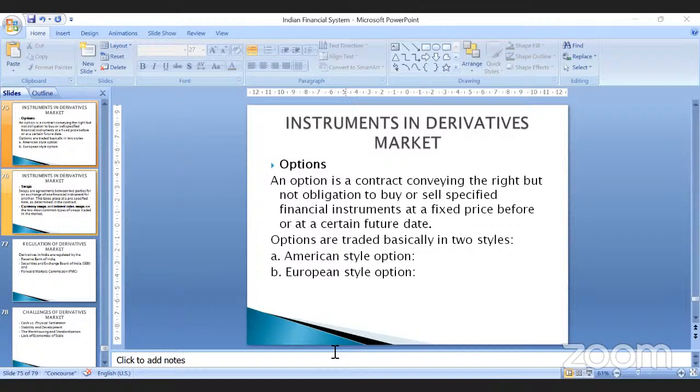Whereas in the European style option, it can be exercised only on the expiry date. That is, on 31st December only can I exercise my right. In between, I cannot exercise my right. That is called the European style option.